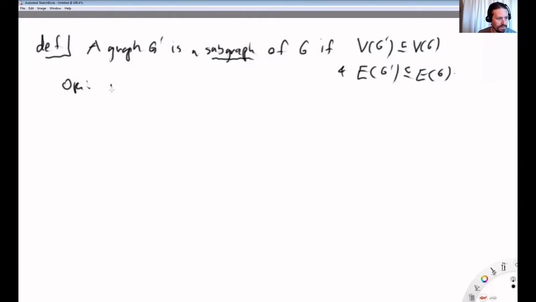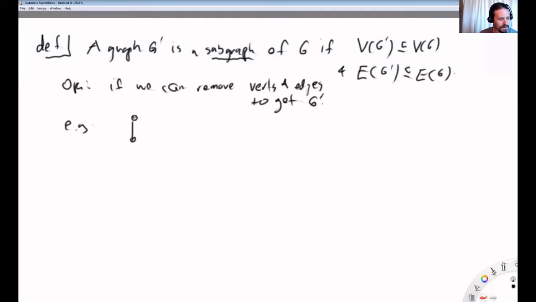Or if we can remove vertices and edges to get G prime, then you'd say that G prime is a subgraph. Let's look at a couple simple pictures here. Maybe say this graph is G, and then we can look at some subgraphs. I'll use s.g. for subgraph very frequently. This is a subgraph.